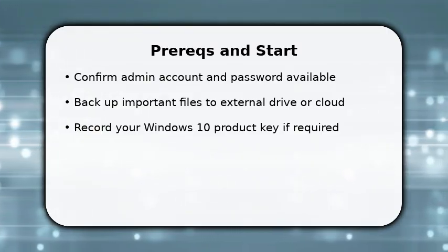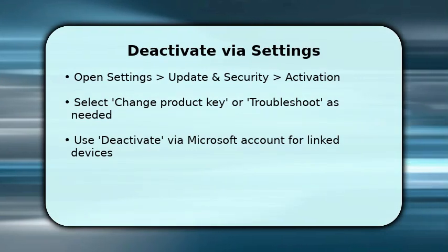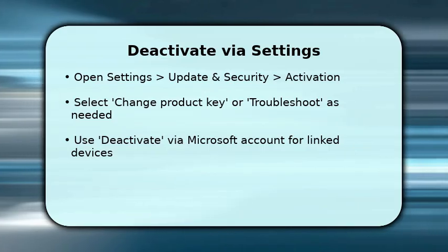You continue by going to Settings, Update and Security, then Activation to see your activation status. If you plan to remove activation, click Change Product Key and enter a generic or blank key only when instructed. Otherwise, use the Troubleshoot option to unlink a digital license from this device.